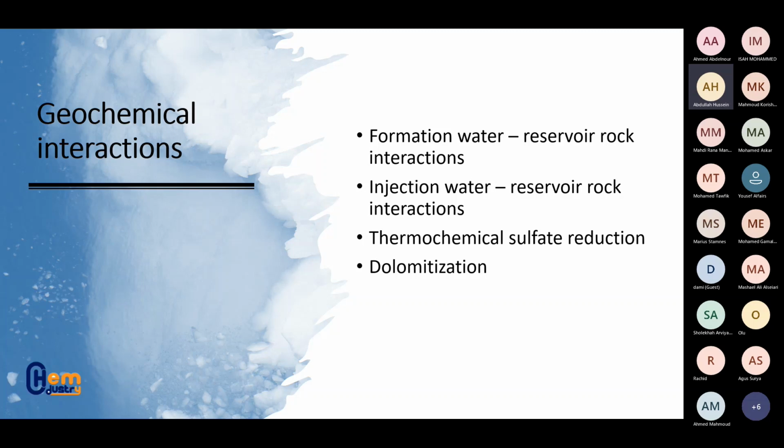We also have the thermochemical sulfate reduction. This can happen in the reservoir at very high temperatures, and this will produce sulfides, sulfates, or they can also produce carbonate as well. We also have some dolomitization process. This can be a cause for the calcium carbonate and calcium sulfate scale formation as well.